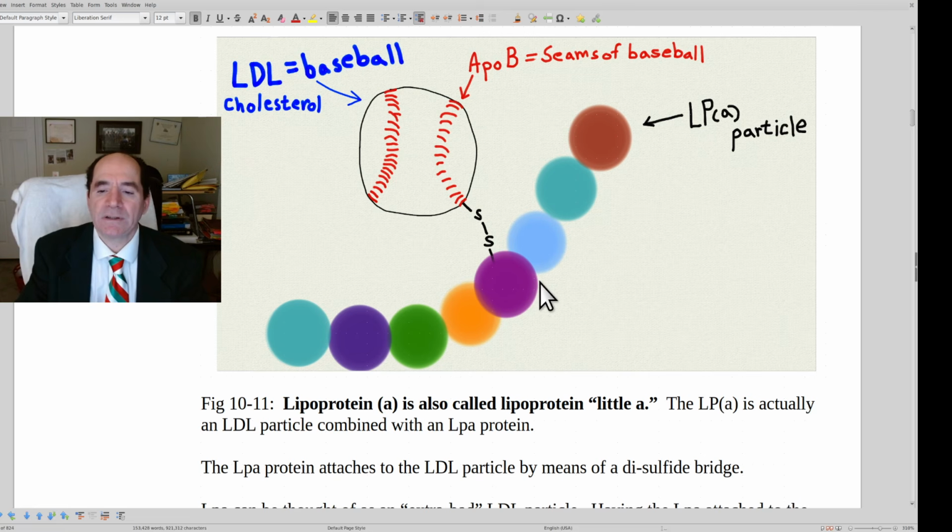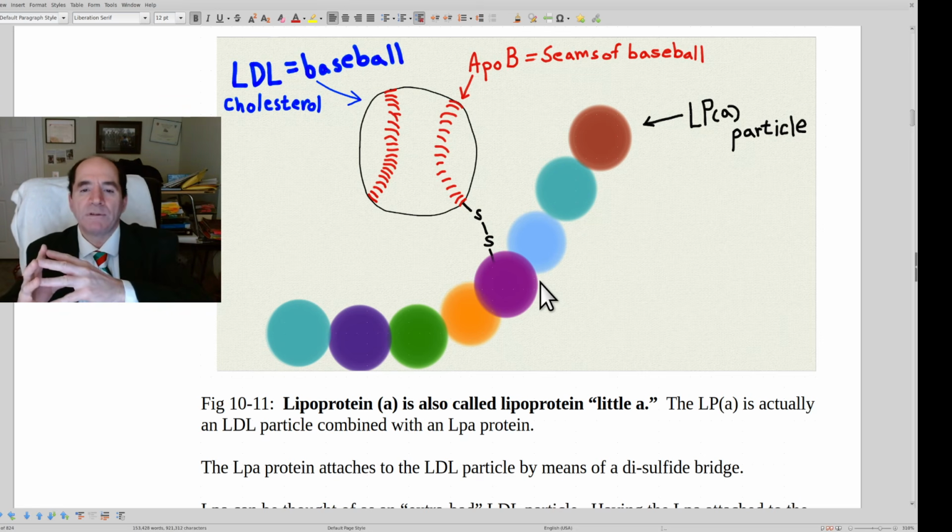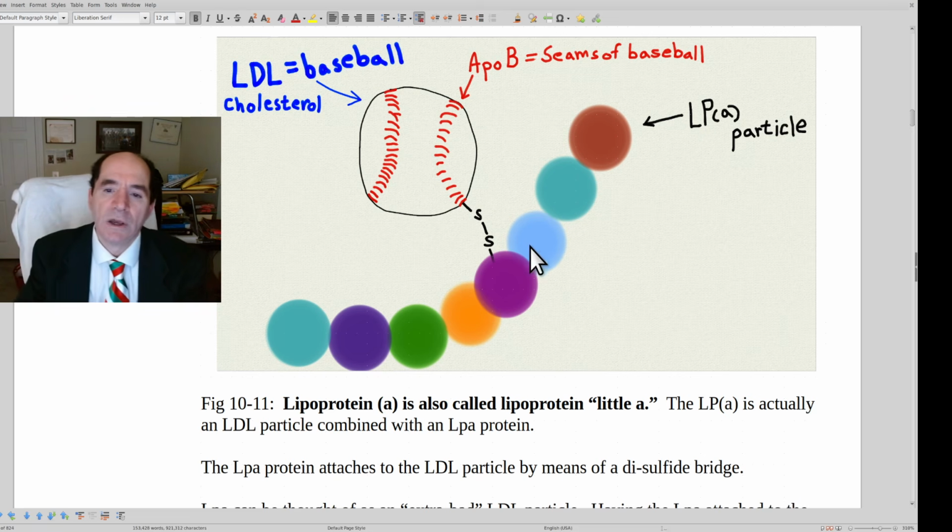Okay, and the significance of it is it's sort of similar to plasminogen, and it's almost like a competitive inhibitor of a clot-dissolving protein. And because it's inhibiting the clot-dissolving protein, it makes the blood more thrombogenic. Thrombo means clot, genic means to cause something. So thrombogenic means to cause clots. So higher levels of LPA increase the risk of a person clotting.